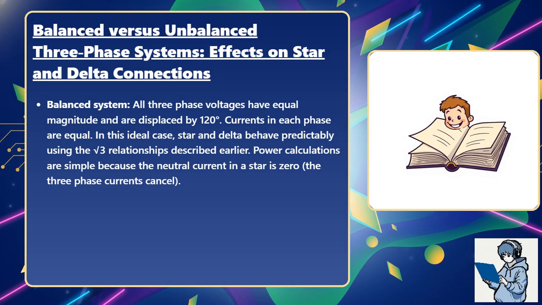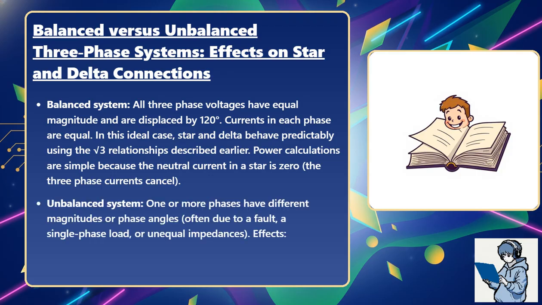Balanced system. All three-phase voltages have equal magnitude and are displaced by 120 degrees. Currents in each phase are equal. In this ideal case, star and delta behave predictably using the √3 relationships described earlier. Power calculations are simple because the neutral current in a star is 0, as the three-phase currents cancel.